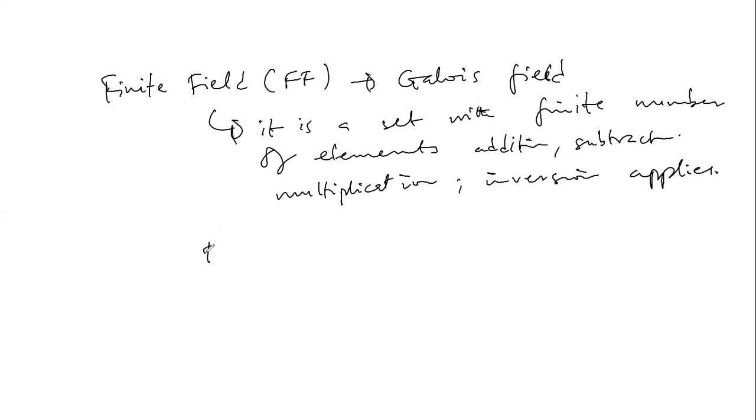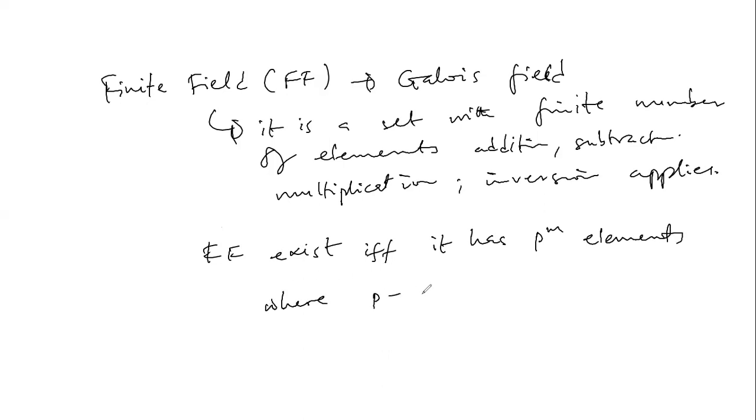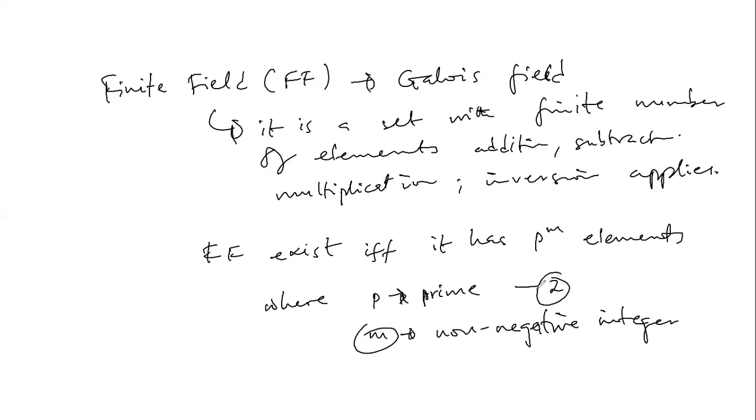So the finite field exists if and only if it has p to the m elements, where p is a prime number, and then m is a positive integer. So where m is a positive value, then p is a prime. And the smallest prime we want to deal with is 2. Okay?